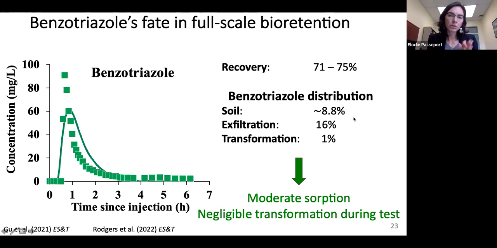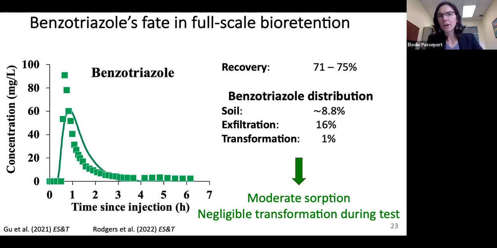Thanks to our soil sampling data and a specific modeling study that another student, Tim Rogers, did on this bioretention cell, we were able to estimate that approximately 8.8, so 9% of the benzotriazole was likely absorbed to the soil, 16% exfiltrated.